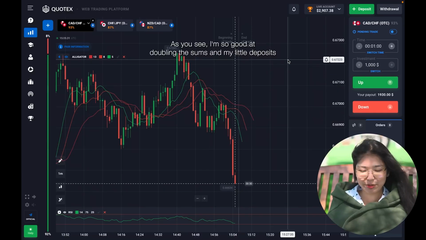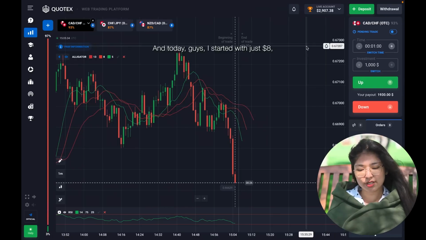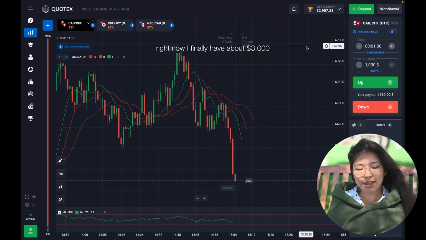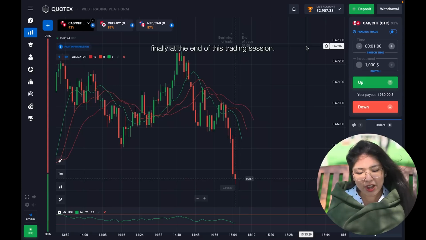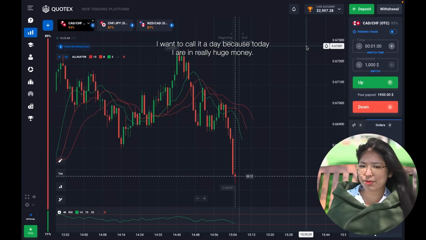For example, my initial deposit. Today I started from just $8. $8, guys. And right now I have close to $3,000. Finally, at the end of this trading session, and yes, I want to call it a day because today I earned really huge money.